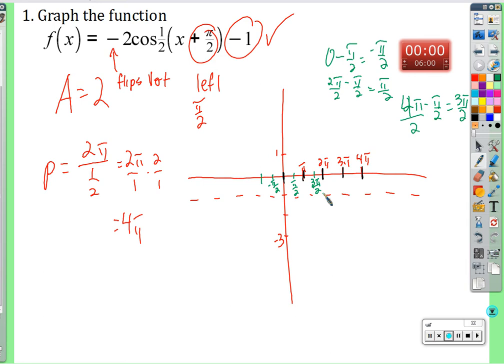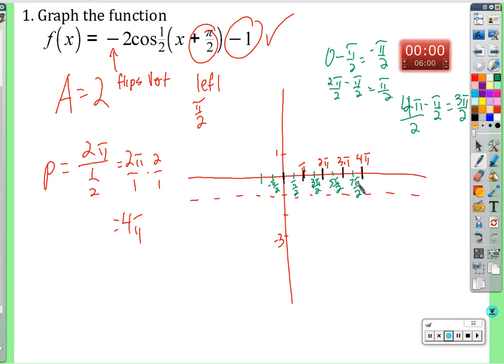This guy here, 3 pi, where's that going to be? 5 pi over 2. And this guy will shift back to 7 pi over 2. And 9 pi over 2. That one we won't even need though, because we've got 1, 2, 3, 4, 5 key positions. Alright, so this is a cosine wave.